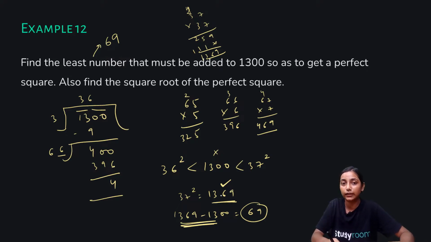The perfect square is 1369. Now, the second part is, what is the square root of the perfect square? The perfect square was 1369. We know its square root is 37. So for the answer, since the perfect square was 1369, its square root is 37. This is the way of solving such questions.